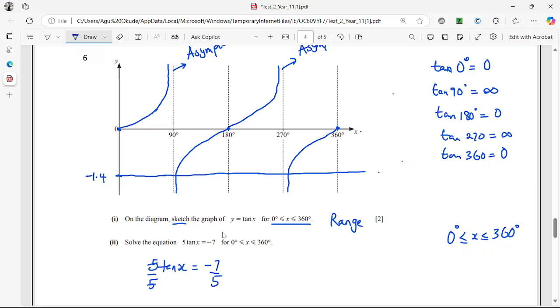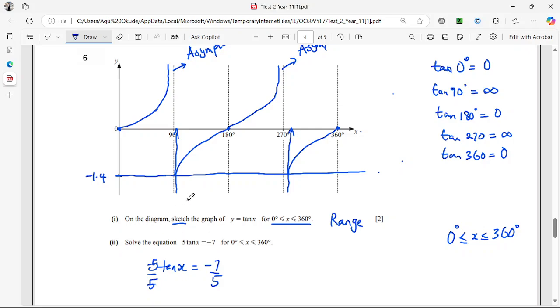Now the number of times this line intersects or cuts the curve is the number of solutions you are going to get in that range. Which means it cuts twice, so I'm getting two angles, right? So this is the first angle here. Now you trace that to your x-axis. So my first answer is going to be here. This is my first answer. Then my second answer is going to be here, just like so. So now those are my answers.